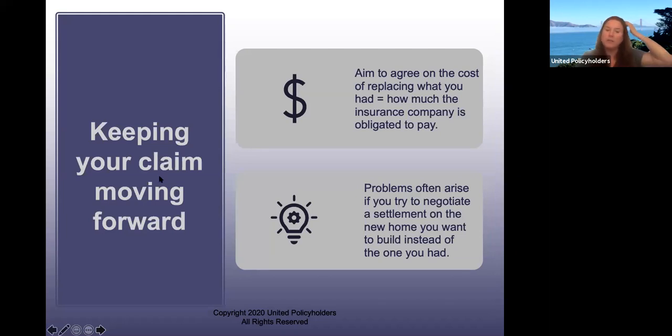Keeping your claim moving forward. This is key. Aim to agree on the cost of replacing what you have, because that equals how much the insurance company is obligated to pay. I say it over and over, but it's key.